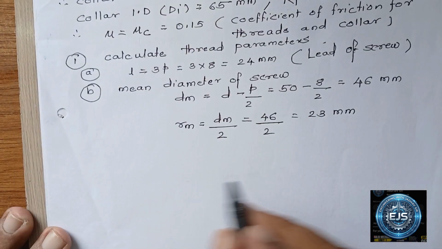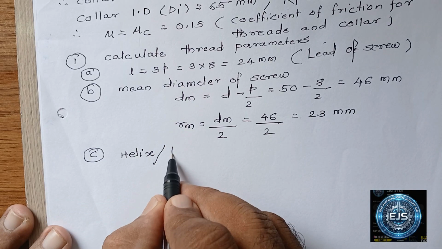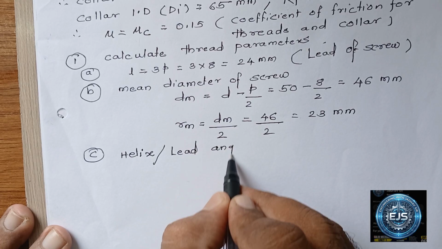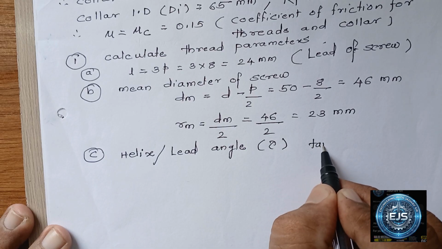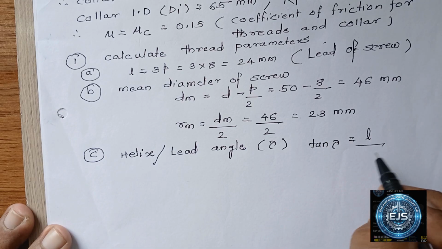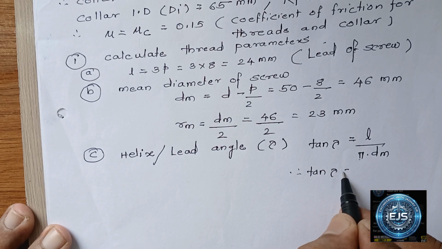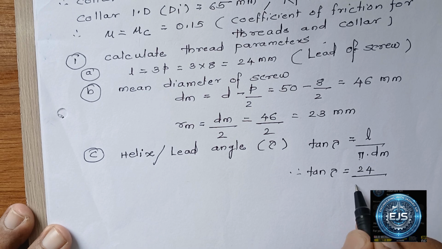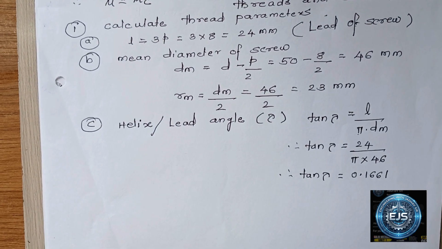Then we have to calculate helix angle or lead angle. It is lambda. So tan of lambda is equal to lead L divided by pi into dm. So tan of lambda is equal to lead है, lead is 24 mm divided by pi into dm is 46. So tan of lambda का वैल्यू आया 0.1661. Suppose this is equation 1.